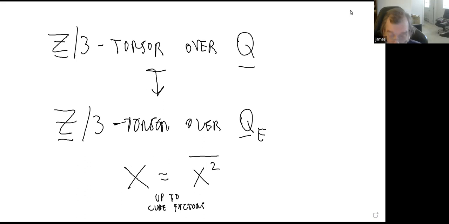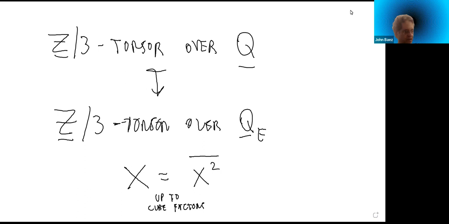I think that's correct, but we still want to clarify that and understand it in very Tannakian ways, et cetera. But this X here was the number you were talking about when you said that Z mod 3 torsors over the Eisenstein field amount to cube roots of numbers up to some equivalence relation. That's right. Yep.